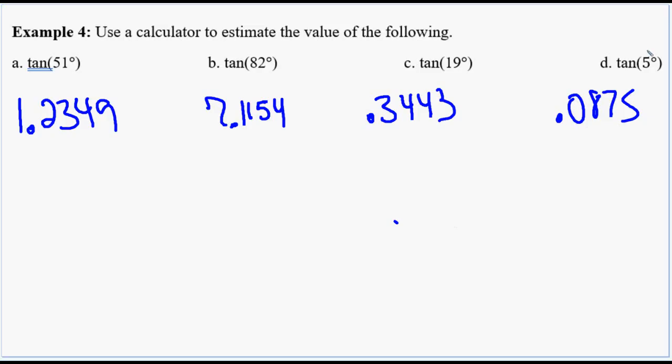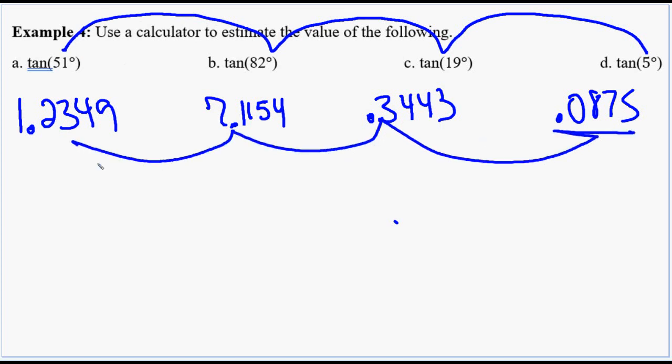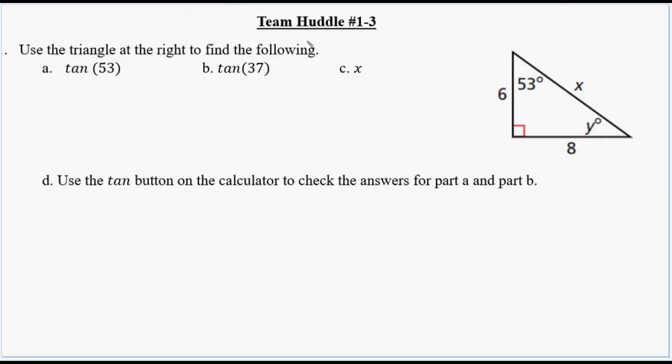Now, if we notice here, our angles got bigger from 5 to 19 to 51 to 82, and our tan values got bigger and bigger and bigger. Now it's time for some practice problems, so a good time to pause the video, try these problems, then fire the video back up and see if you got them right.